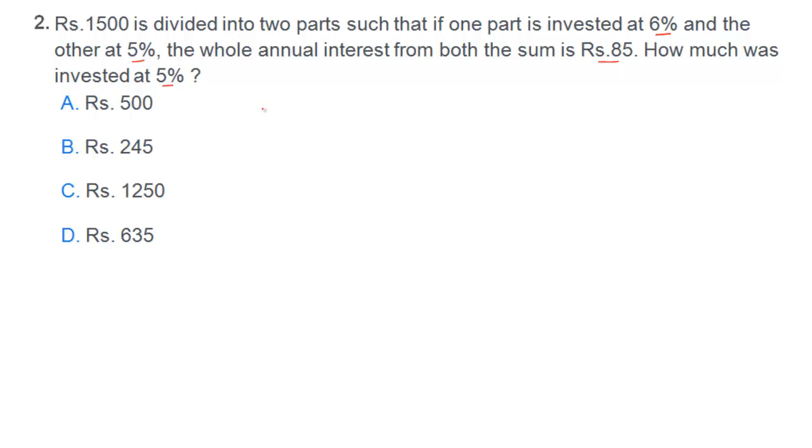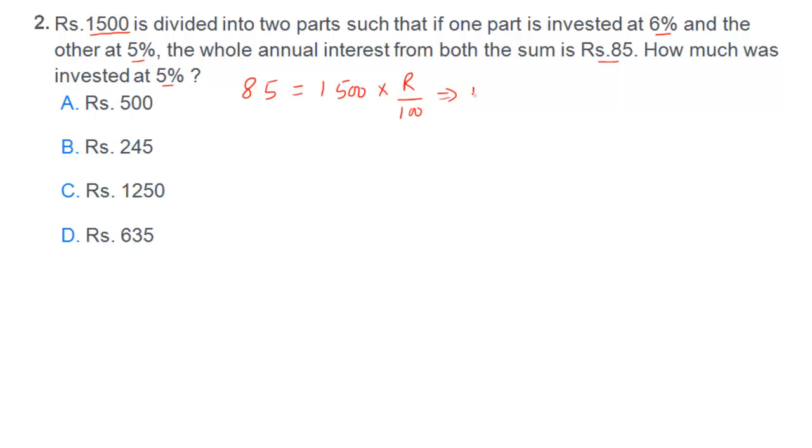So in order to apply the alligation rule, first we should know the rate of interest on the whole money. Then we can calculate that with the help of the simple interest formula, which is 85, the total interest, is equal to 1500 multiplied by, say, R is the rate of interest, divided by 100.